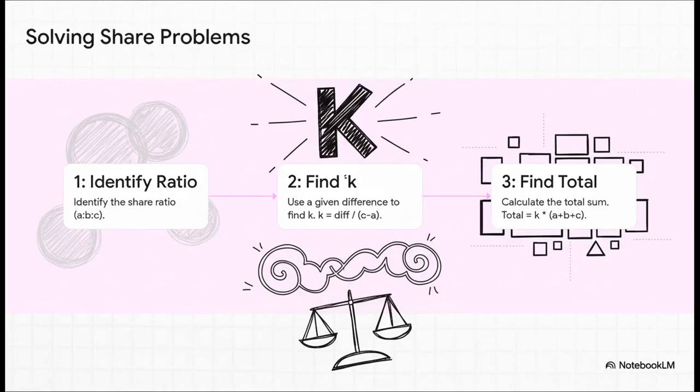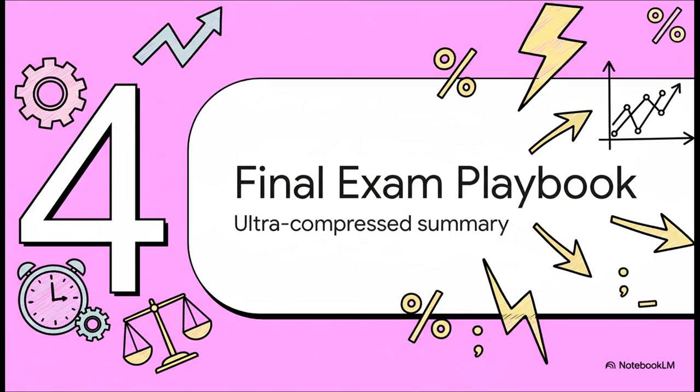And guess what? This whole k method is also the key to all those share division problems. The question will almost always give you a little clue, some piece of information, like the difference between 2 people's shares. You just use that difference to figure out the value of k. And once you have k, well, you can find literally anything they ask for. It's that powerful. Okay, we've just walked through the 4 key areas that make up a massive 86% of the exam. So now, let's pull it all together.